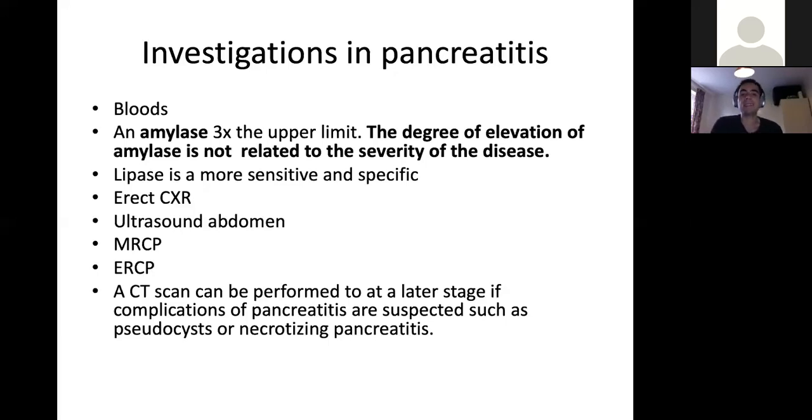A CT scan can be done. It's not done initially when the patient presents to the hospital. It's done later on, when we're thinking about whether the patient develops necrotizing pancreatitis, or pseudocysts later on.